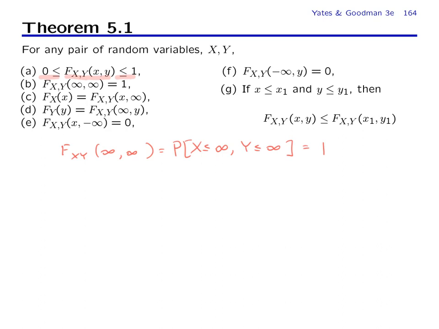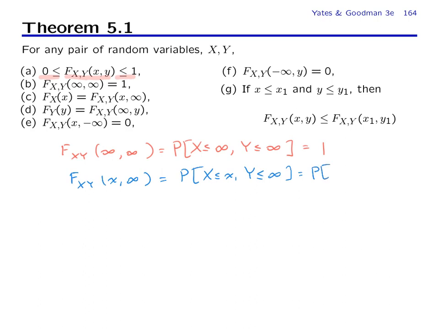You can also use the joint CDF to find the individual CDFs of x and y. So looking at property C, we have that if we take the joint CDF of x and y and evaluate at little x, but let little y go to infinity, this is the probability that x is less than or equal to little x and y is less than or equal to infinity, but y is always less than or equal to infinity.